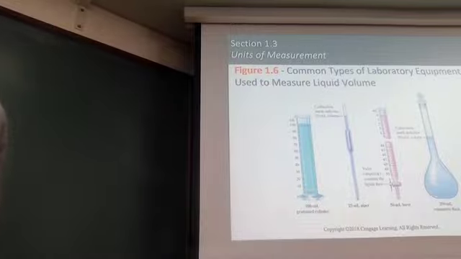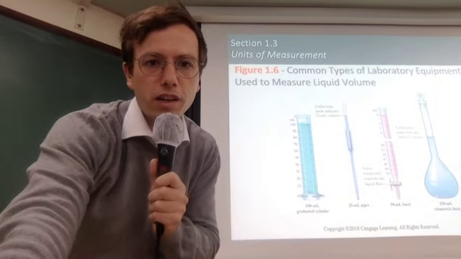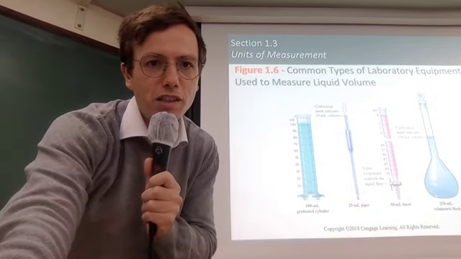How do you actually measure volume in the laboratory? You probably learn about this more in your general chemistry lab course. But there are different instruments you can use. There's a graduated cylinder, there's a pipette, and there's a volumetric flask. They all have these calibration lines. And the only thing you need to know is that you fill these up until you hit the mark. Very easy stuff.